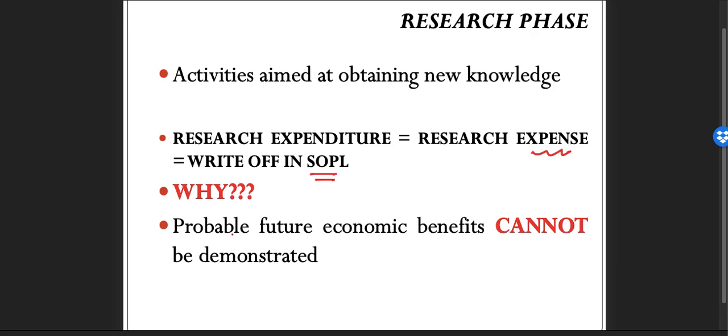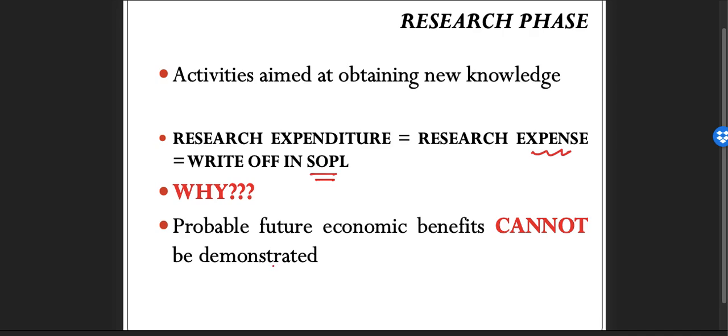Why does this happen? Because the probable future economic benefit cannot be demonstrated during the research phase. You are just collecting the information. At this stage, you do not know whether you actually can produce a new product or a new improved product so that you can generate income. Now remember, when you did your PPE, the recognition is that there is a probable future economic benefit flowing into the entity. That is the first recognition criterion. There is a probable future economic benefit flowing into the company.